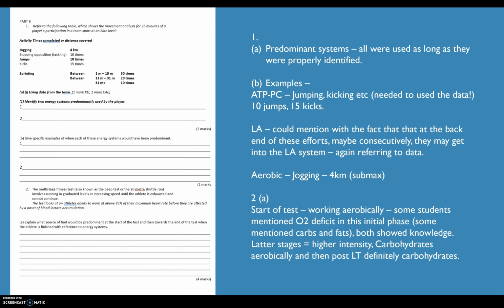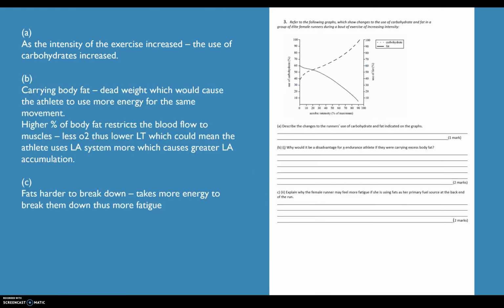But in terms of the latter stages, as the intensity increased, definitely carbohydrates or glycogen were the main source of fuel. And then post lactate threshold, definitely carbohydrates and glycogen. So there's some really good answers there, some diverse answers. This one, first one, A there, looking at the graph, was simply that as the intensity of the exercise increased, the use of carbohydrates increased. You could tell that off the graph, but also we should have a fairly good understanding of that concept.